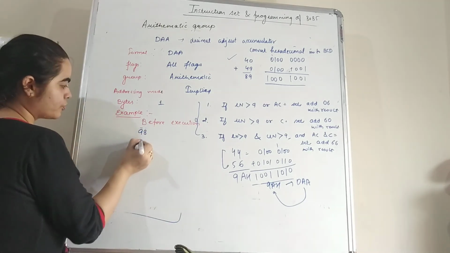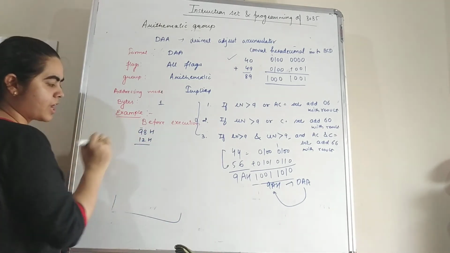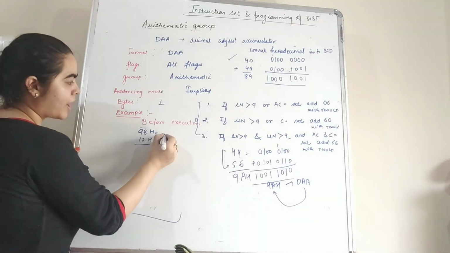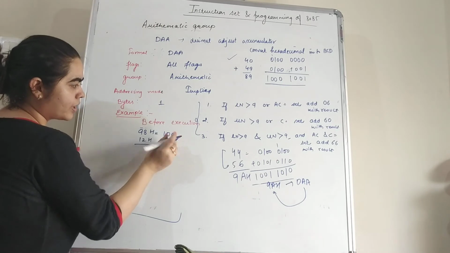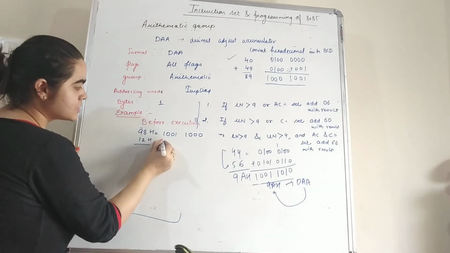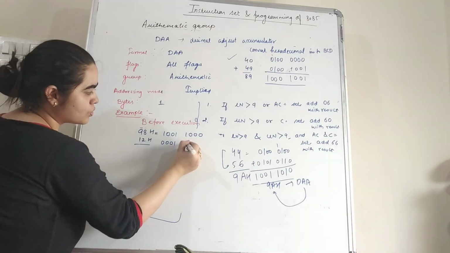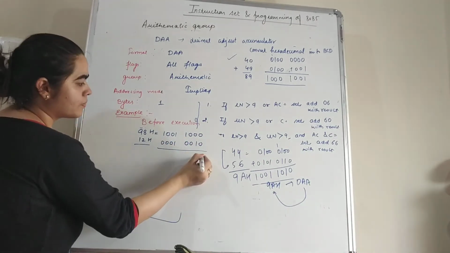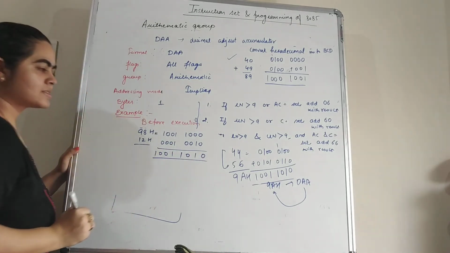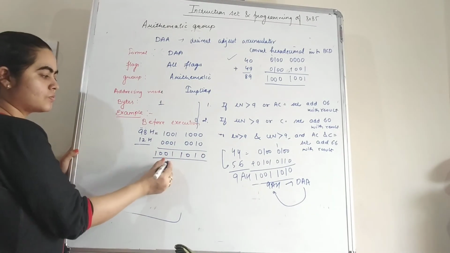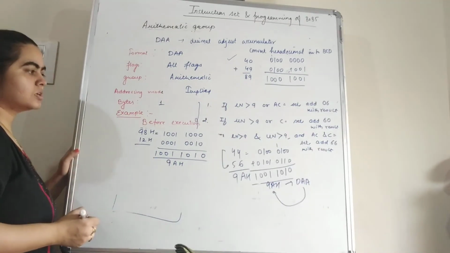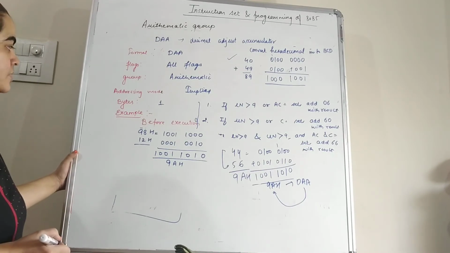Now we can see another example, that is 98 and 12H. So these two numbers we have. Initially we can convert these two numbers into binary. So 98 is 1001 1000 and 12 is 0001 0010. Add these two numbers, 1010 1010. So the hexadecimal of this is 8 plus 1 is 9 and this is 10. So again 9AH is the result.